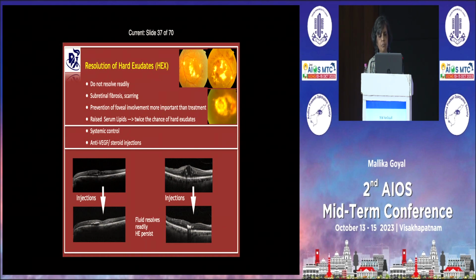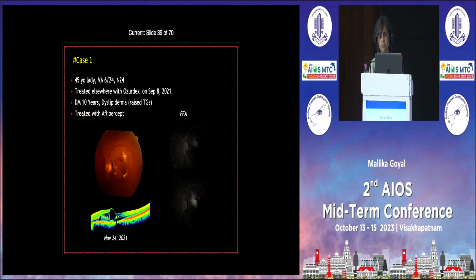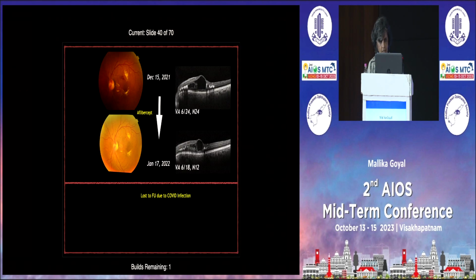Chandramohan mentioned, systemic control is extremely important, lipids control especially, but ultimately you do also have to treat them with injections. They are more dangerous, so prevention is better than cure for these. This is a lady who came with, she had received Ozurdex already outside.